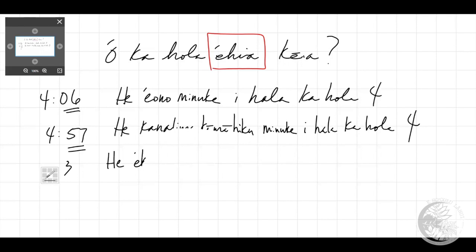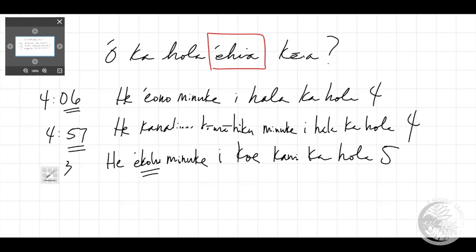3 minutes remaining before the 5 o'clock hour sounds. Yeah, so 3 minutes remaining before the 5 o'clock hour sounds. And this would make it very specific in regards to the particular time by way of minutes.